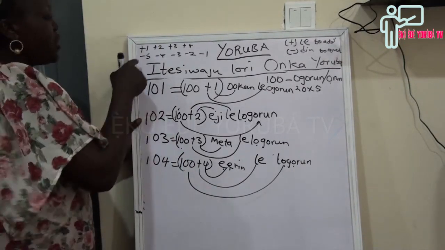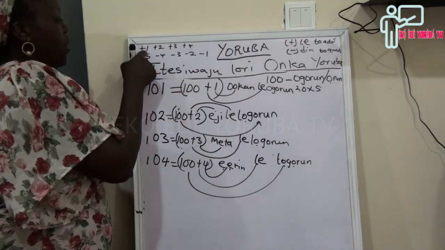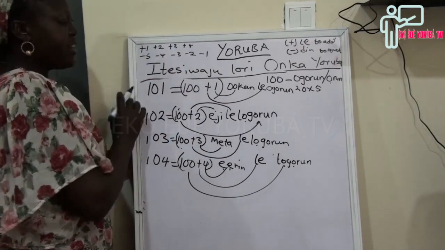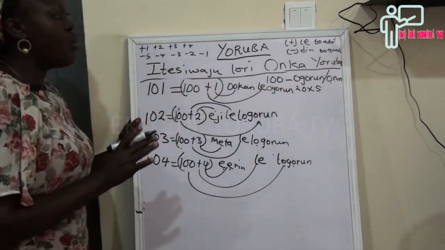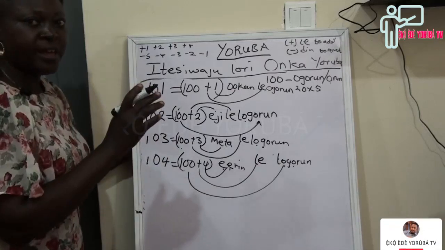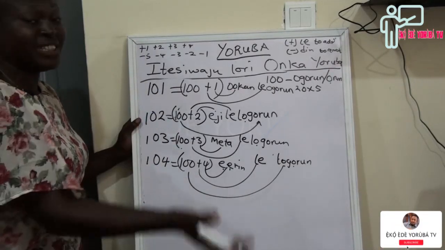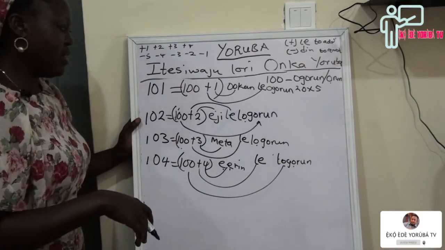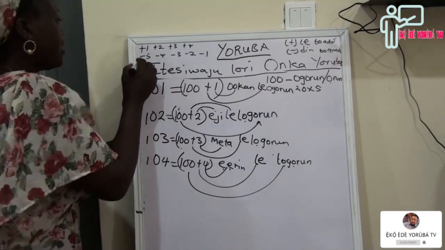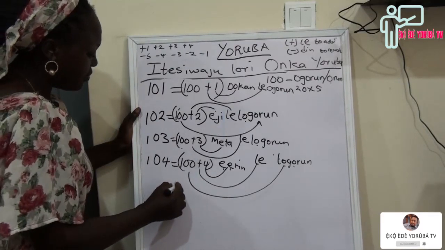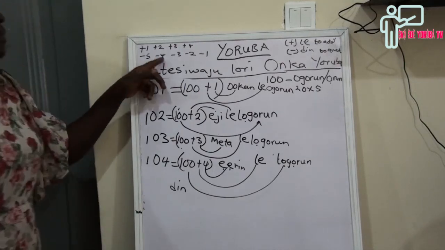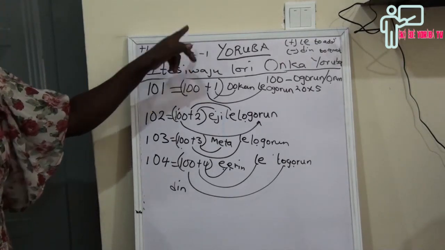So this is between 1 and 4, plus 1, plus 2, plus 3, plus 4. In any number that you want to know, anything from 1, 2, 3, 4 is going to be lé, which is the addition to the whole numbers. And now we are going for dín. The dín will be minus 5, minus 4, minus 3, minus 2, minus 1.